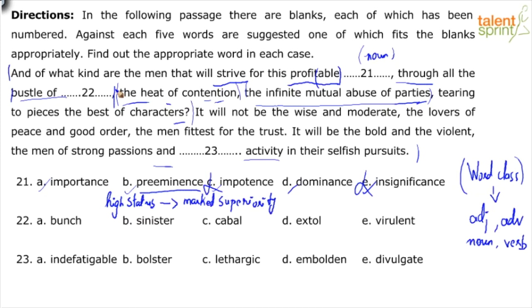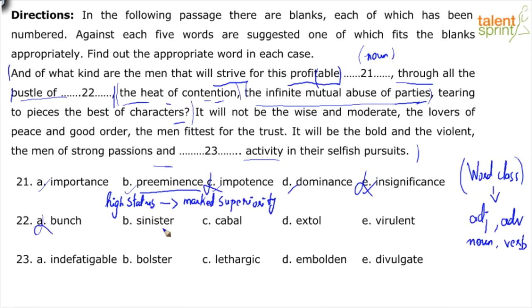Now let's go back and look at our options. I have bunch, sinister, cabal, extol and virulent. Okay. Now in this, what is the noun form? Bunch is an unrelated word. I can safely eliminate it. When I say bunch, I can think of something like a cluster or a group of things growing close together.